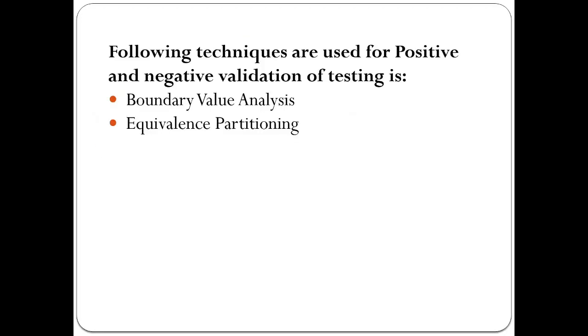To conduct this positive testing and negative testing, two methods of black box testing are also very important, that is boundary value analysis and equivalence partitioning. By boundary value analysis, we will understand whether a particular value is falling under the positive values or the negative values, and by equivalence partitioning we will understand how many partitions there are for a particular input. From this we'll decide about positive testing and negative testing.